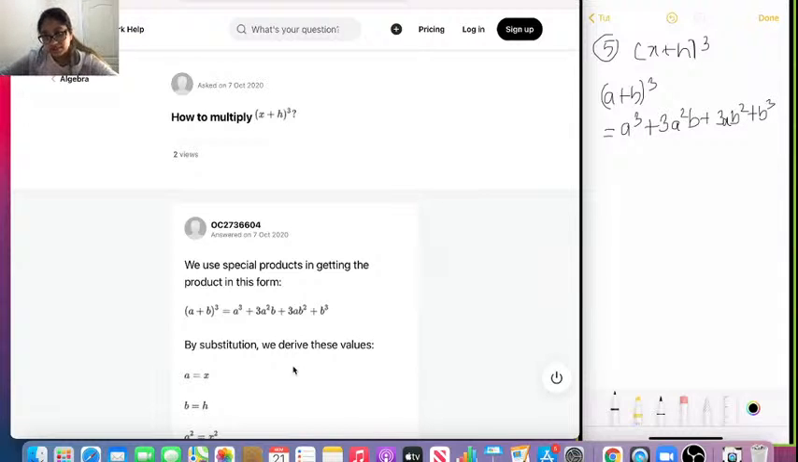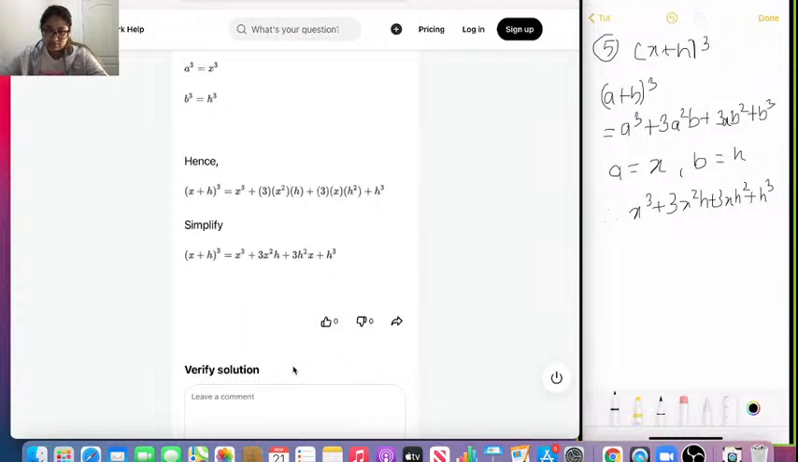And so in this case, by substitution, if we were to represent it in x plus h, we can say that a is equal to x, b is equal to h. And so we just substitute x wherever there's an a, and substitute h wherever there's a b. And so we get x cubed plus 3x squared h plus 3x h squared plus h cubed. And so this is the answer.